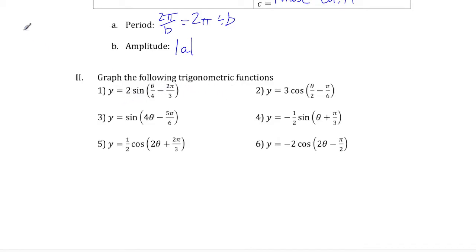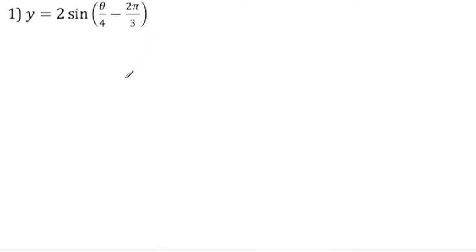And so let's graph these six functions. Let's start off with number one. Now the key here is that we see that the amplitude is the absolute value of 2, which of course is just 2. Now the period is going to be 2 pi divided by what we are multiplying theta by. If theta is being divided by 4, that means it's being multiplied by 1/4. So b is equal to 1/4. So when we have 2 pi divided by b, or 2 pi divided by 1/4, that's 2 pi times 4 over 1, which is 8 pi.